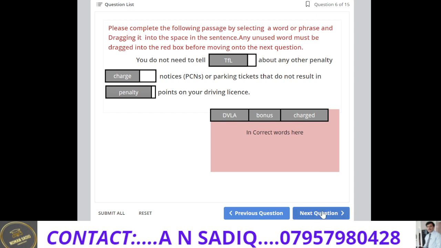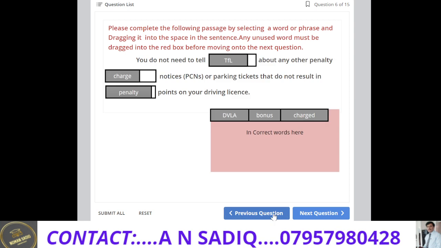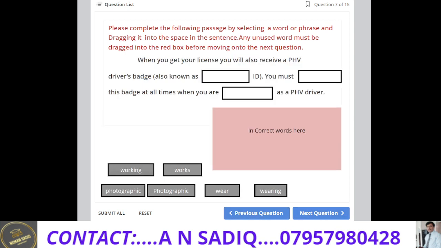Now please jump to the next question. So I am pressing this next question. But please remember, if you feel that there is a mistake in the previous question, you could jump to the previous question just by pressing this previous question button like this. But now I will move to the next question. So this is question number 7.